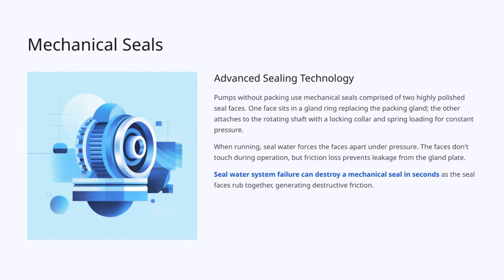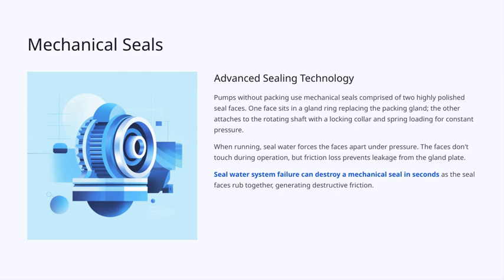Now, let's take a closer look at mechanical seals, which are a key part of advanced sealing technology. Pumps that don't use packing rely on these seals, which consist of two highly polished seal faces. One face is mounted in a gland ring, replacing the traditional packing gland, while the other is attached to the rotating shaft with a locking collar and spring. This setup ensures that the faces are pressed together with a constant amount of pressure.